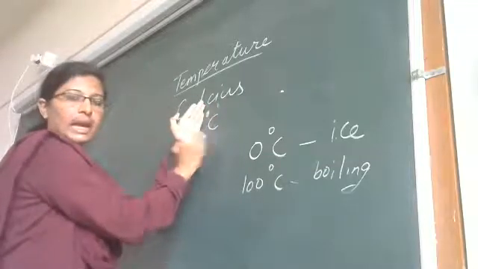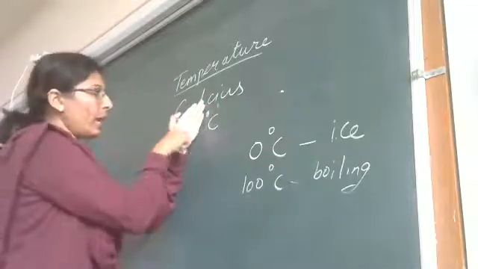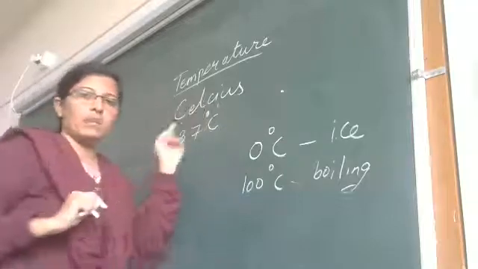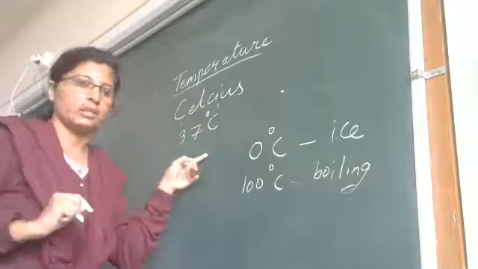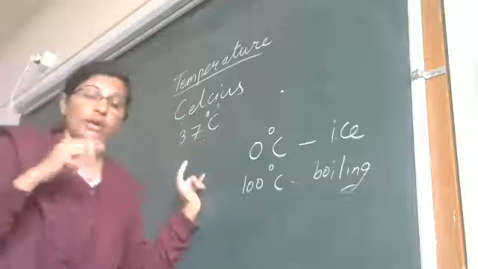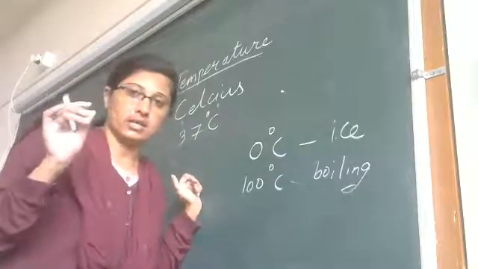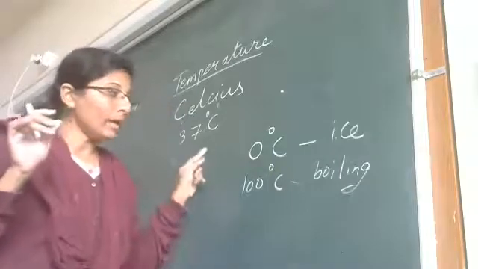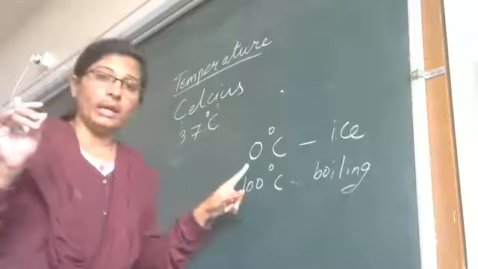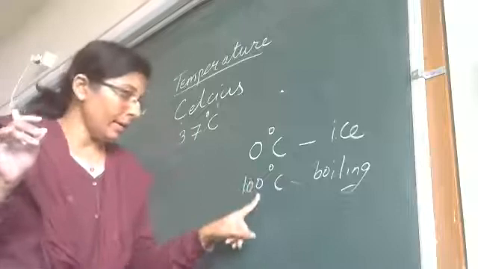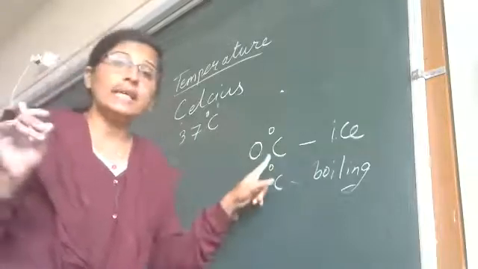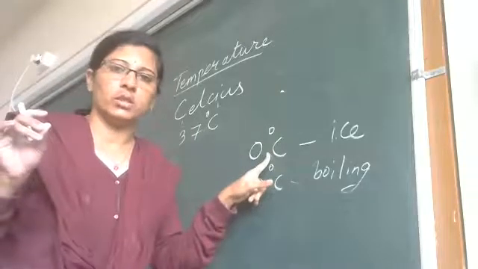This is a unit. Like we have kilometer and meter, you have to write degree Celsius because temperature is measured in this. So our normal body temperature is 37 degrees Celsius. The boiling point of water is 100 degrees Celsius and the freezing point is 0 degrees.